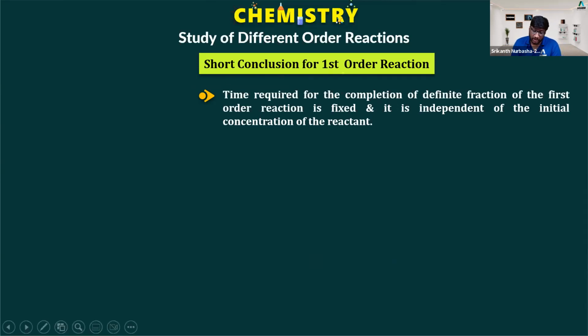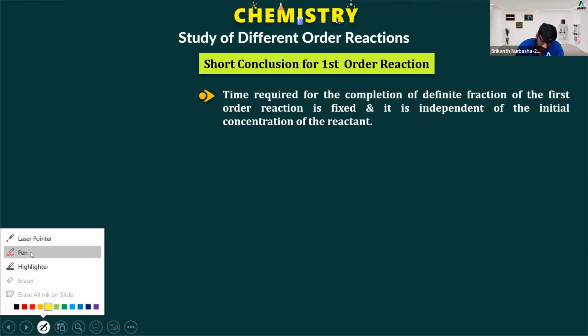Right, short conclusion for first order reaction. Time required for completion of a definite fraction of the first order reaction is fixed and it is independent of the initial concentration of reactant. That means in 1 T half, the concentration of A becomes half. In the next T half it becomes half again, and half and half. Concentration of A after time t is equal to initial concentration divided by 2 power n, where n, the number of T halves, is equal to total time divided by T half.